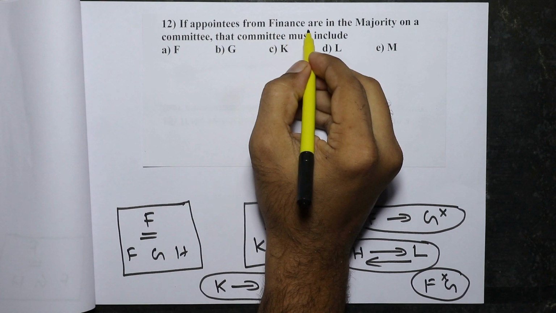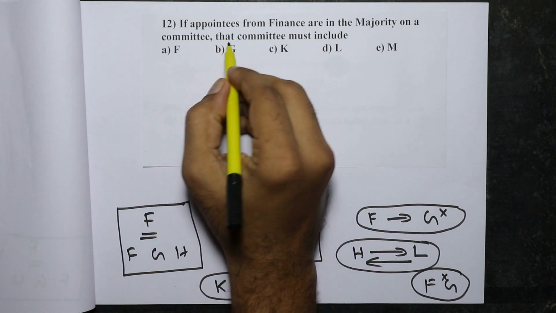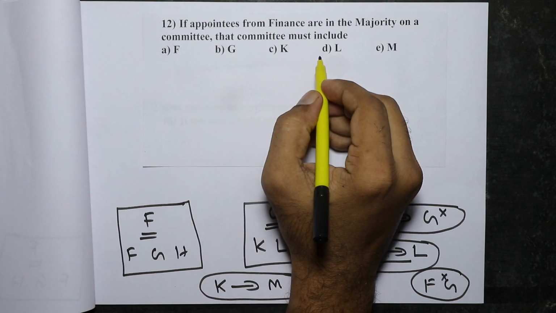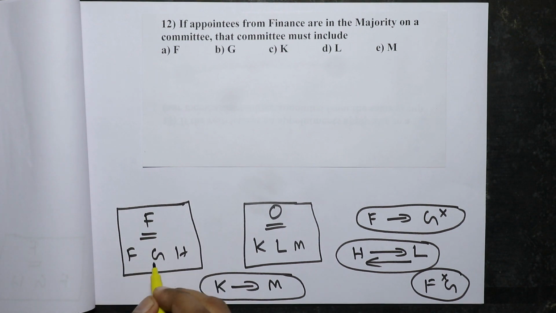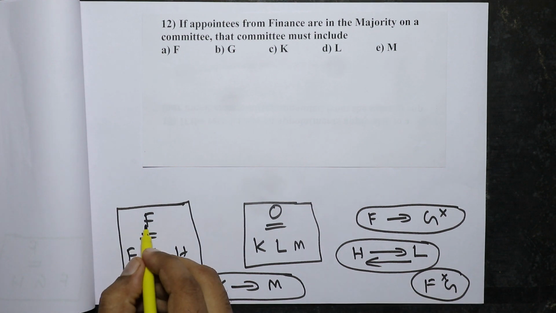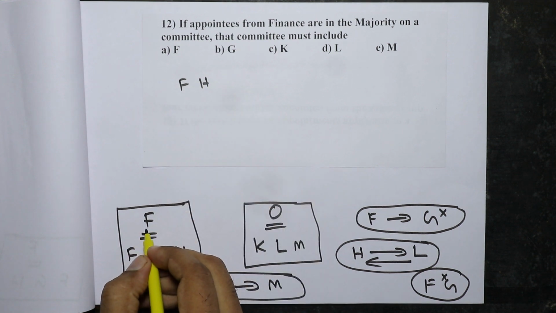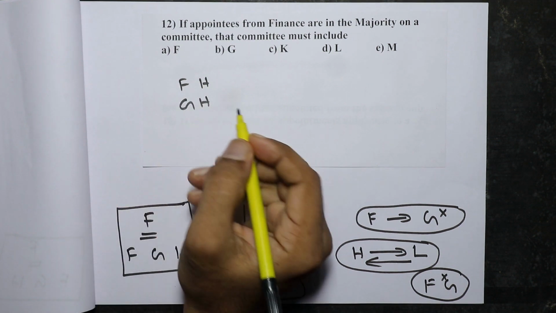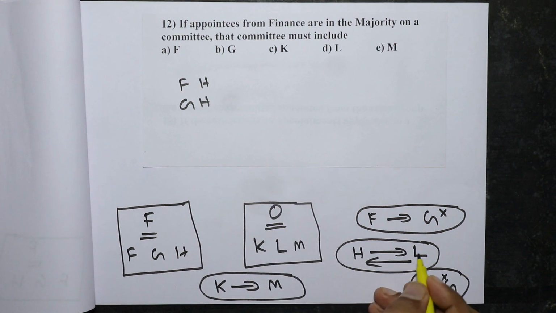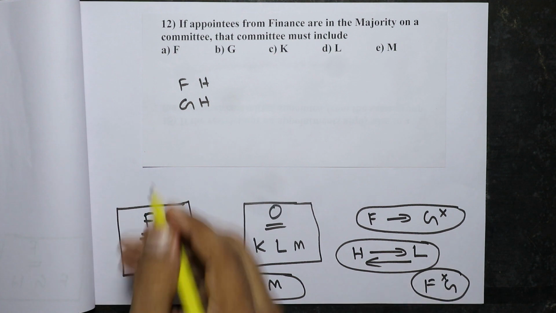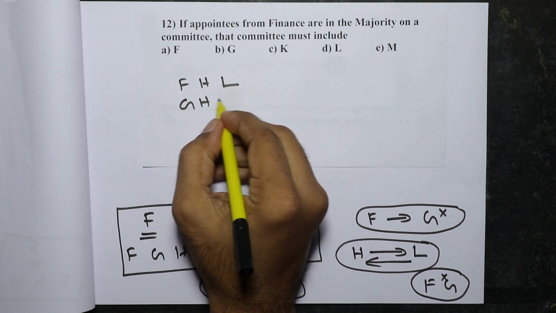If appointees from finance are in the majority on a committee, that committee must include which person? Now the finance people are F, G and H. Now both F and G cannot be appointed. So they are in majority means there will be two people from finance and one from operations. Now two possible outcomes are there. One possible outcome is F and H from finance. The other is G and H. Now the other condition is that if H is appointed, compulsorily L has to be appointed. So in this case it will be L and here also it will be L.